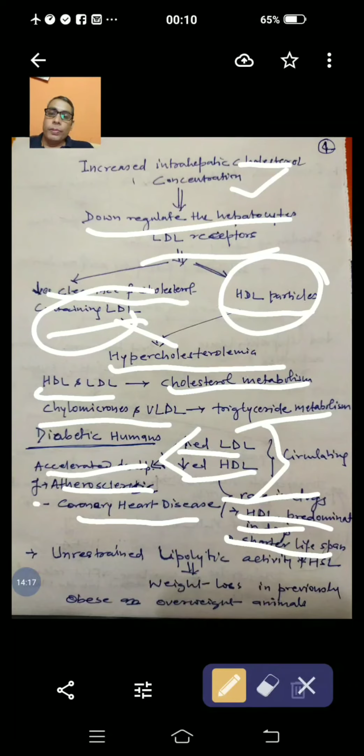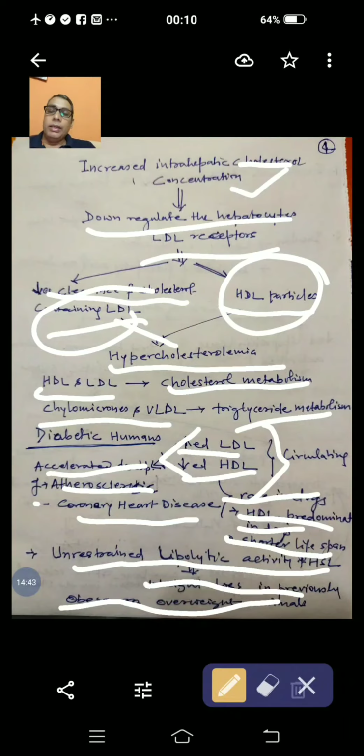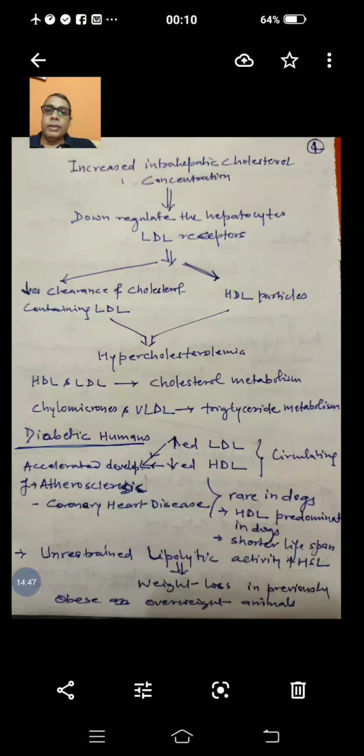Now, once there is unrestrained lipolytic activity because of the high HSL, there will be weight loss, and we have noticed that the weight loss is due to proteolysis as well as because of the lipolysis. And if the animal is previously obese, it will be clearly observed that there is sudden weight loss in the animal.